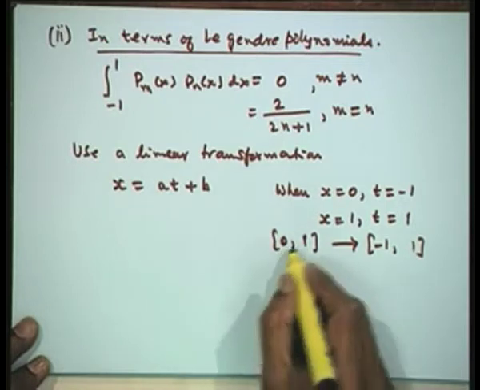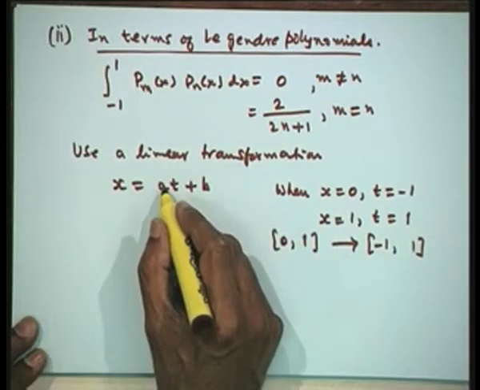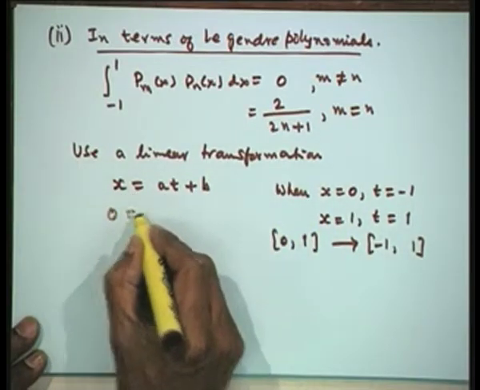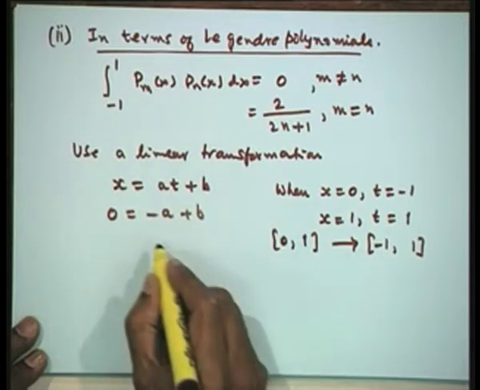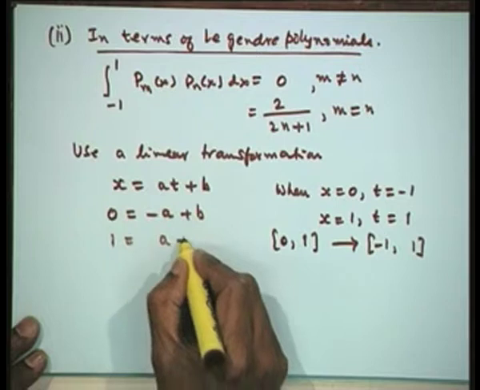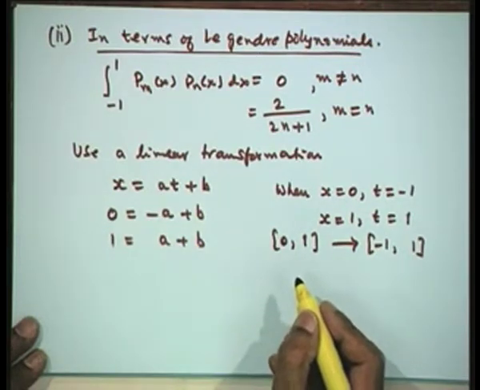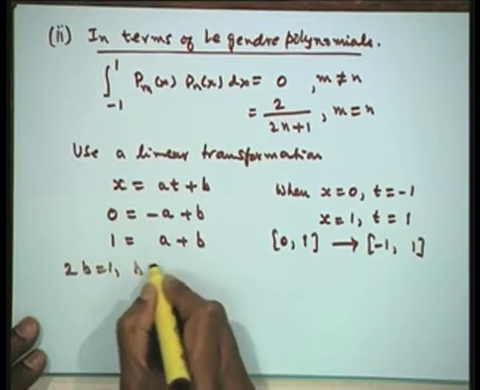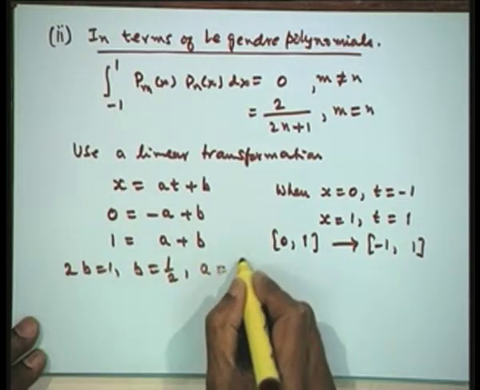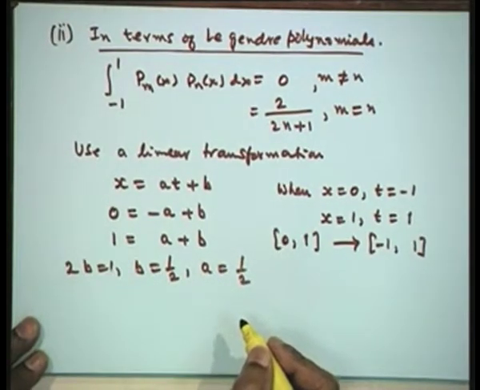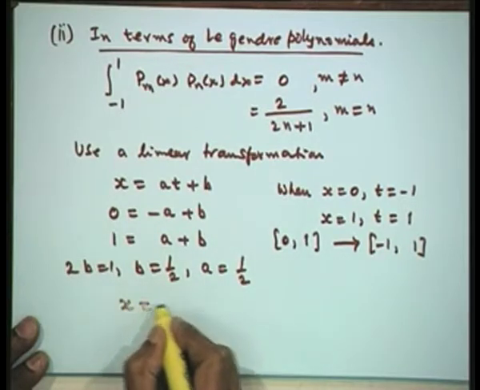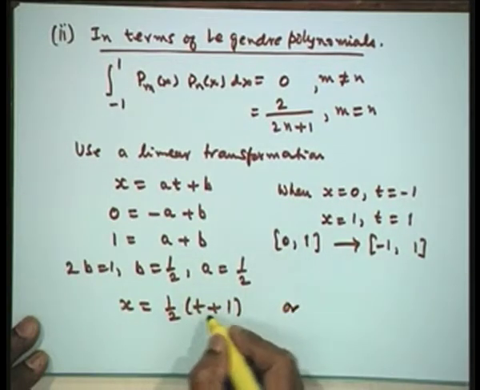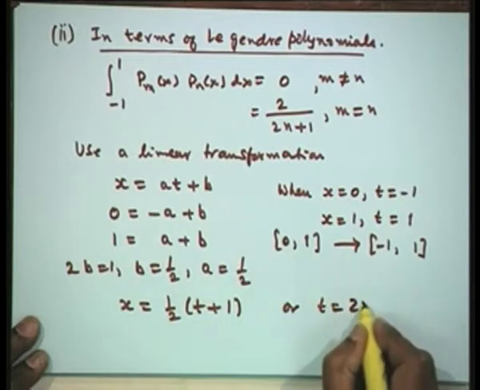We shall do the same thing if an arbitrary interval, some p to q interval, is given. We shall use the same transformation and then find the values of a and b. So, let us substitute it over here. Therefore, 0 is minus a plus b, and x is equal to 1 gives a plus b. If I add, I get 2b is equal to 1, or b is equal to half, therefore a is equal to half. Therefore, the transformation is x is equal to half (t plus 1). If you want to know what t is, t is equal to 2x minus 1.